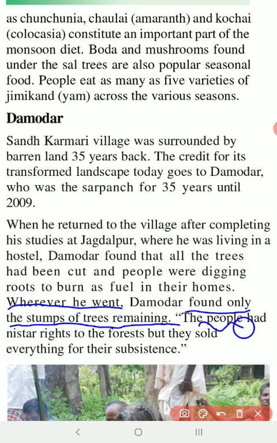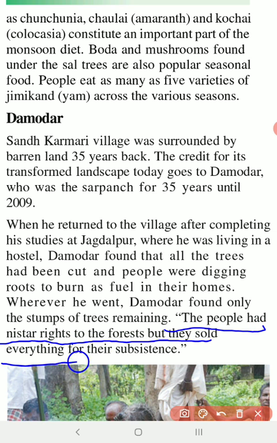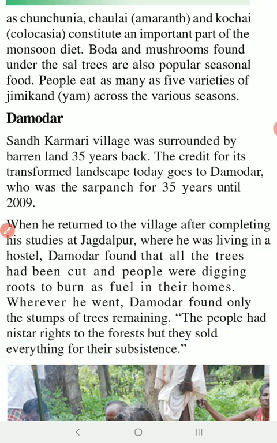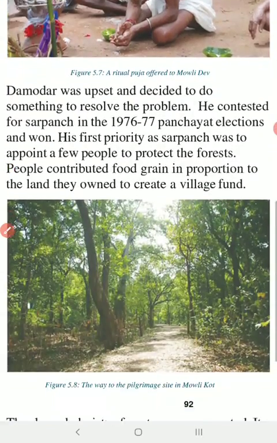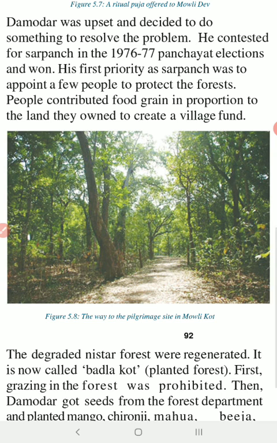The people had the Nistar rights to the forest, but they sold everything for their own subsistence. For money making, people simply misused it. He himself says people had the Nistar rights to the forest, but they sold everything for their own subsistence and profit making. Then what does he do? Damodar was upset. He was very angry. He was really sad also.